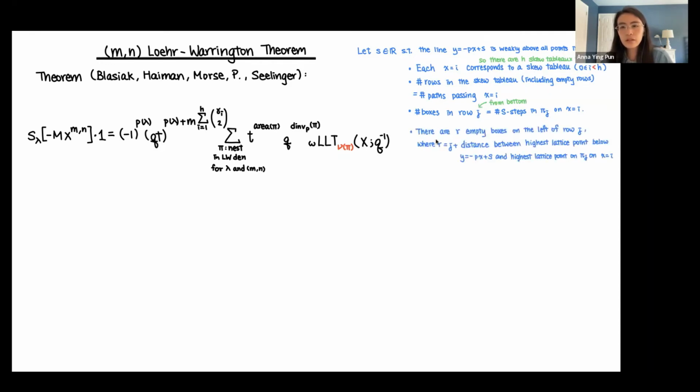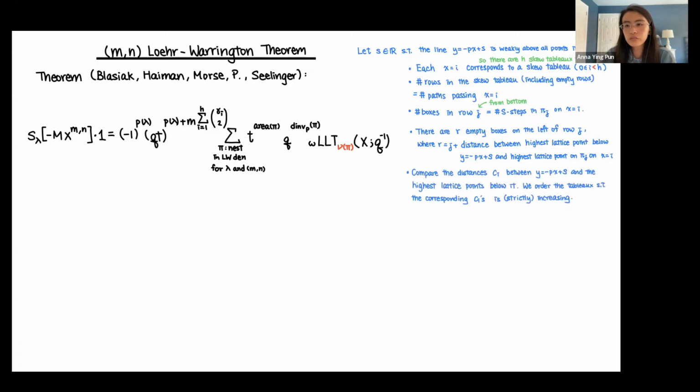And then the property is that there are empty boxes on the left of row J. And what is this R? R is the J plus the distance between the highest lattice point below the path that you drew and the highest lattice point on pi j on x equals I. Okay, I know there are lots of words here, so don't worry. As usual, I'm going to give you an example, just to give you an idea.